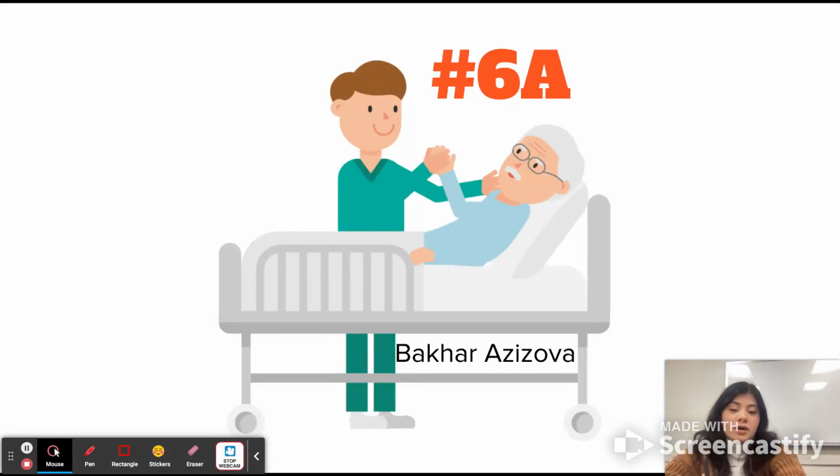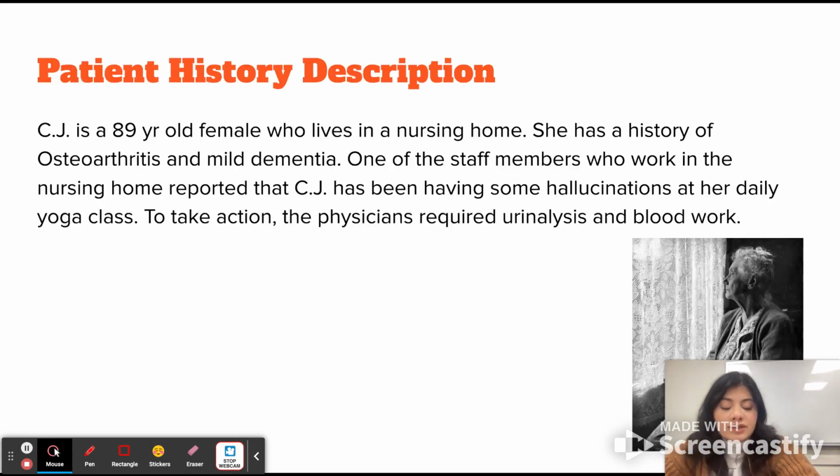My unknown microbe number was 6A. So to get started, my patient's name was CJ, and she was an 89-year-old female patient who lives in a nursing home that is assisted with care. She has a history of osteoarthritis and mild dementia.